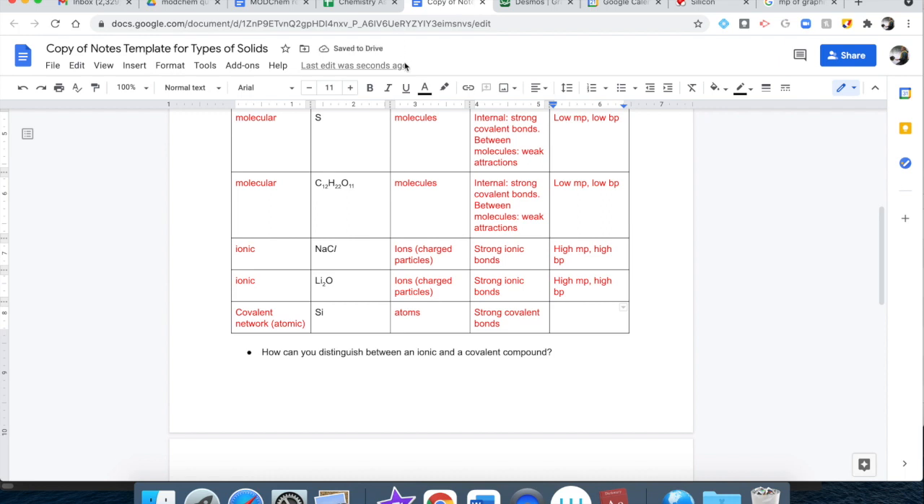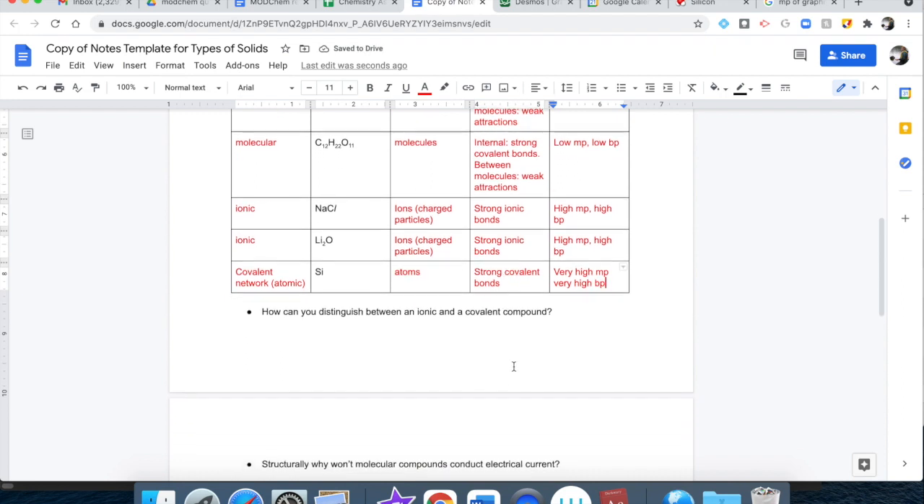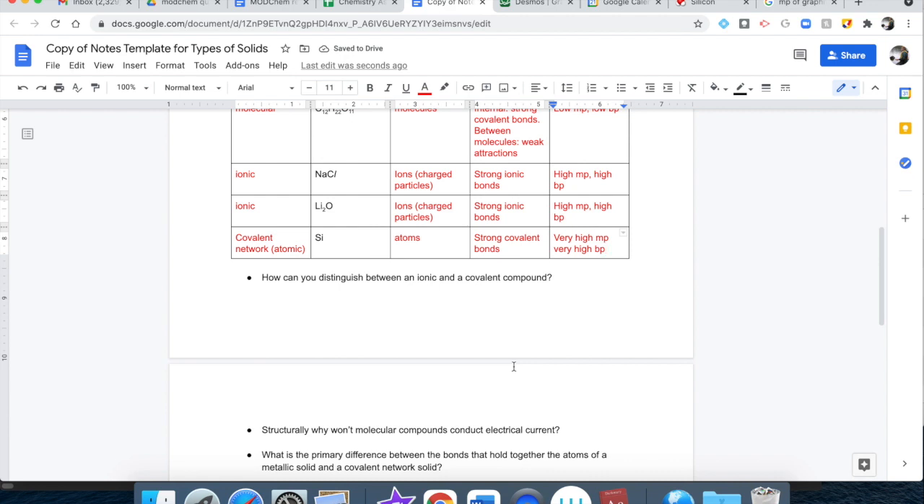And because those covalent bonds are so strong, that means it's going to have a very high melting point, very high boiling point. So now let's go down and look at some of these questions here. How can you distinguish between an ionic and a covalent compound?